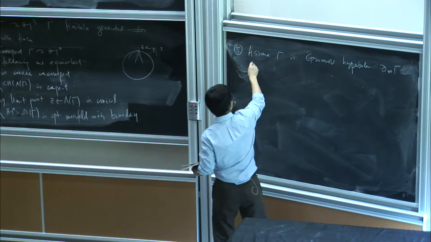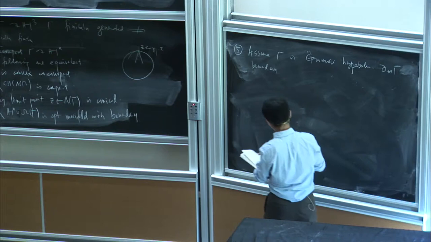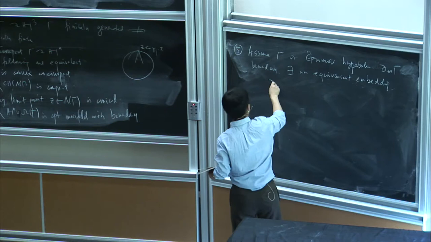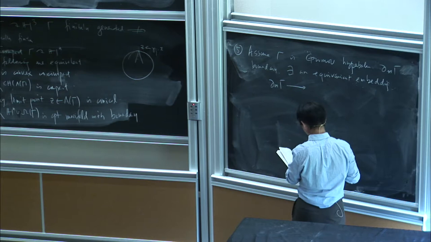Then there exists an equivalent embedding of the boundary into the boundary of the real hyperbolic space. Okay.